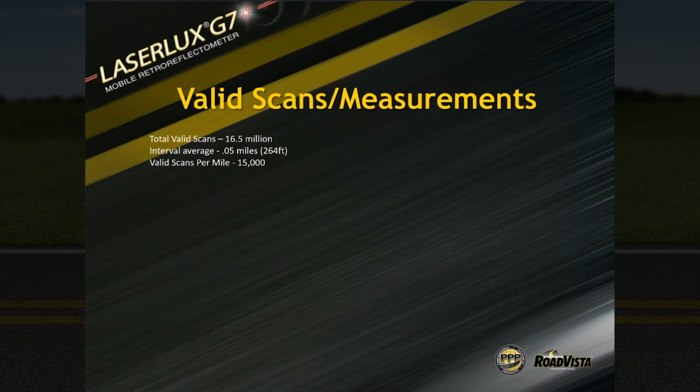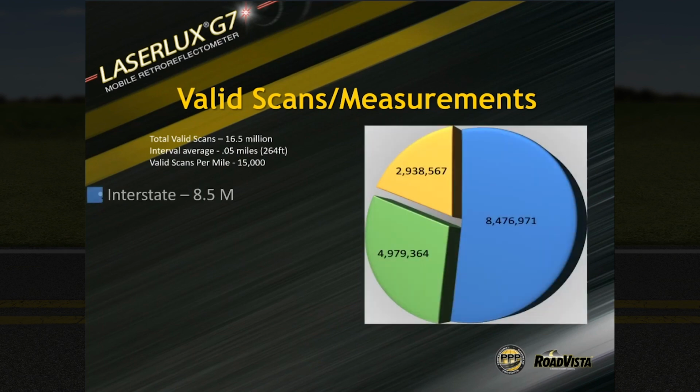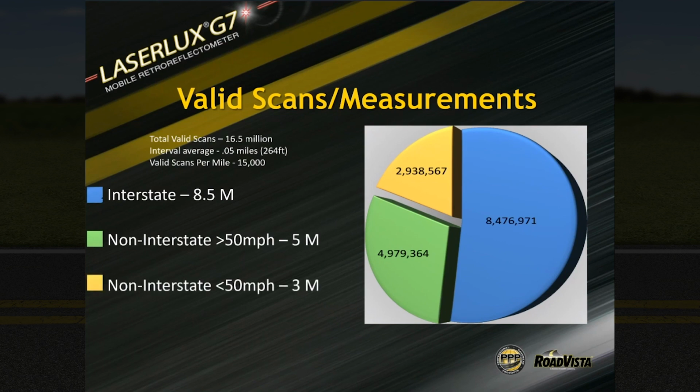I do want to mention the importance of this type of assessment, this many numbers, because with pavement markings it's all about the averages. If you take 3 measurements, you are not getting a representative number or average of retroreflectivity. The more you get, the more representative it is. In our particular case, we got 8.5 million on the interstate, 5 million on the over 50 miles per hour, and another 3 million, or the balance of the 16.5, in the under 50 miles per hour.